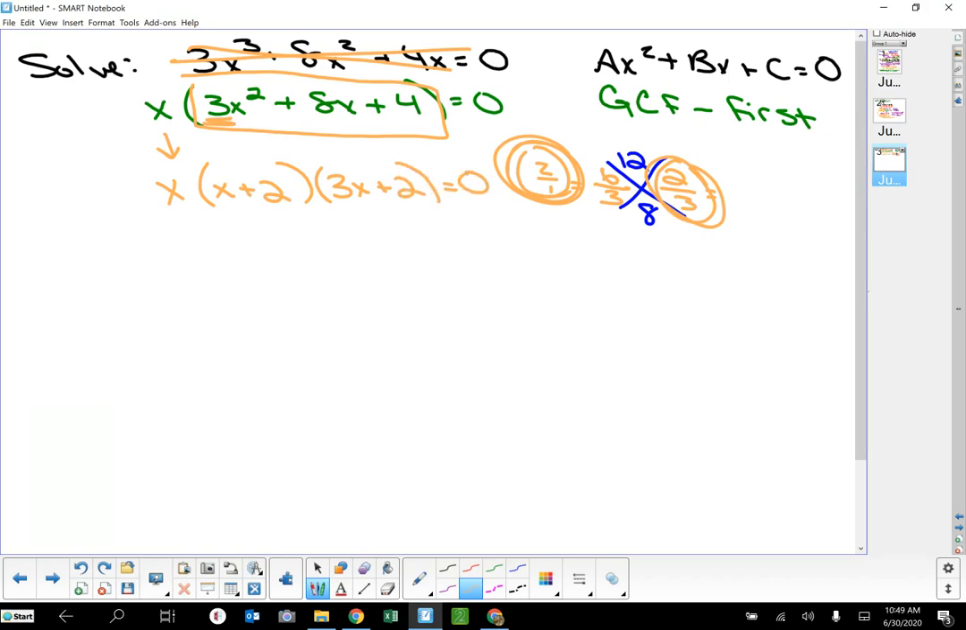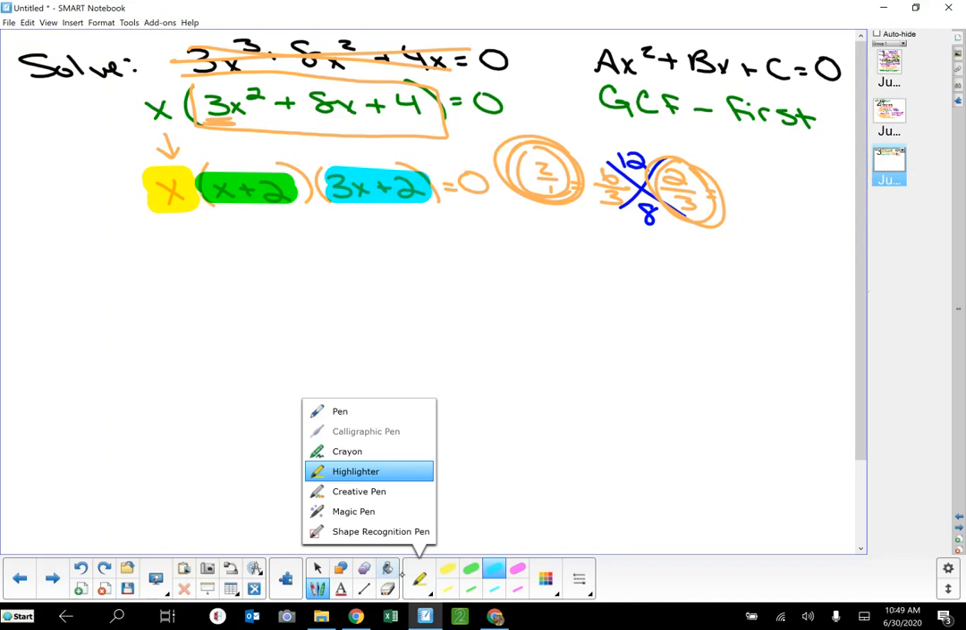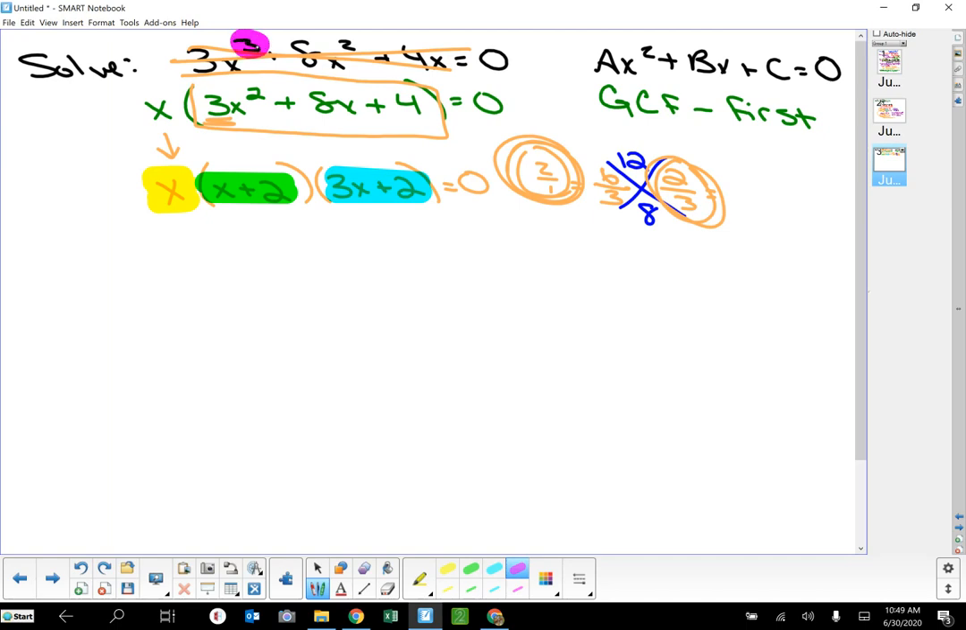And now I have 3 factors, right? Just to be very clear, the x is a factor by itself. The x plus 2 is a factor by itself. And the 3x plus 2 is a factor by itself. Remember early on also, I said that you will have the number of answers as the highest exponent in the polynomial equation. In our original one, this was 3, so we should have 3 answers. That makes a lot of sense.